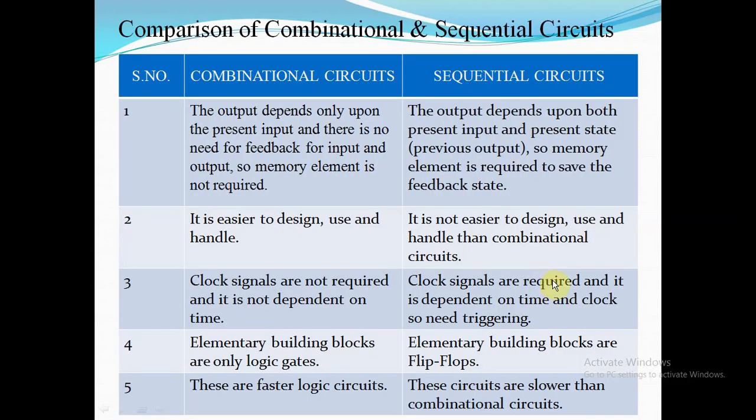Here is the comparison of combinational and sequential circuit.